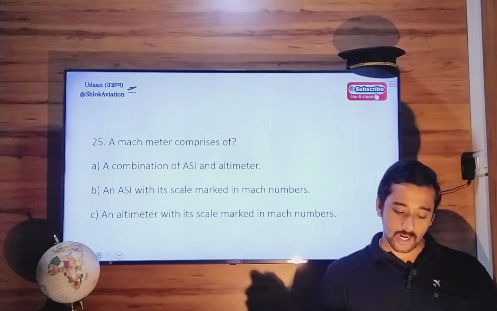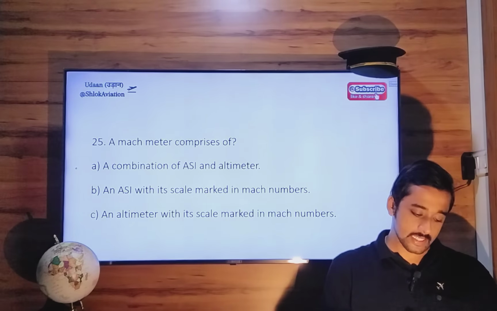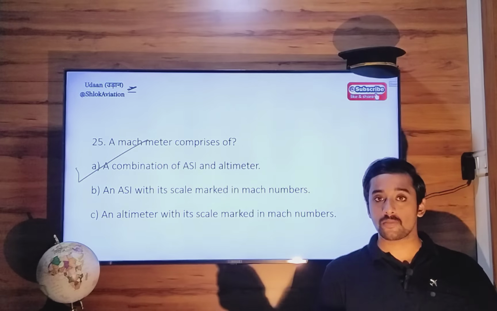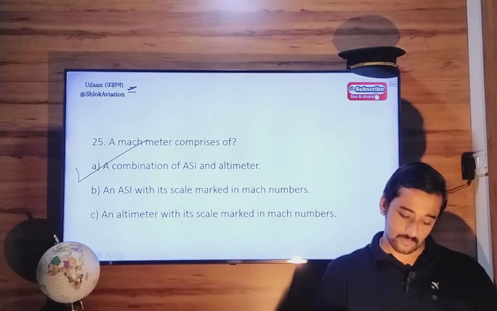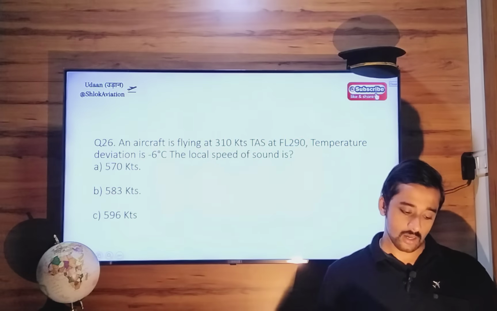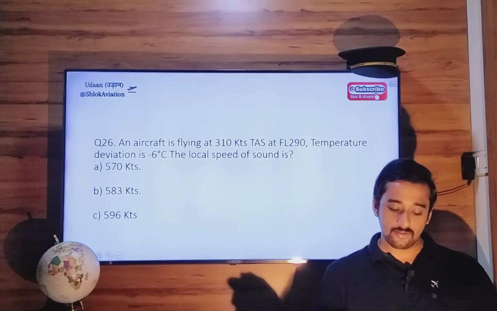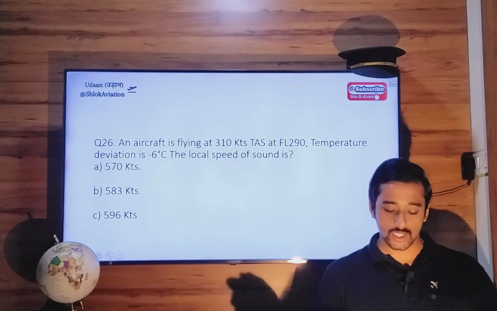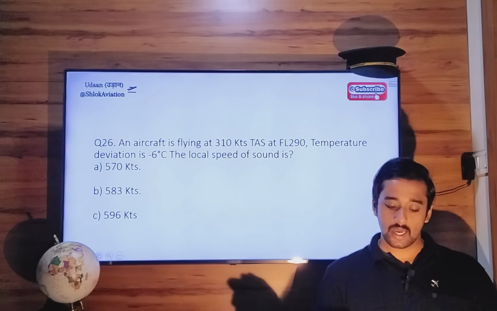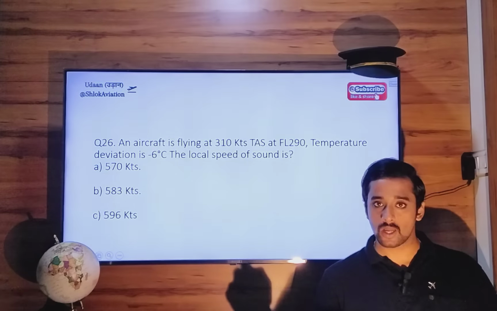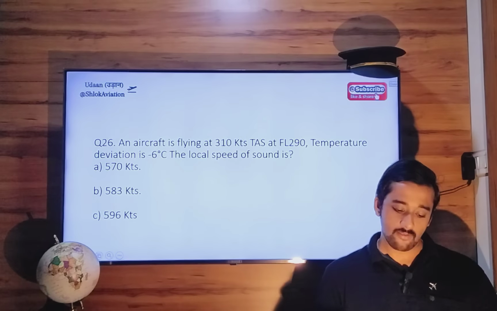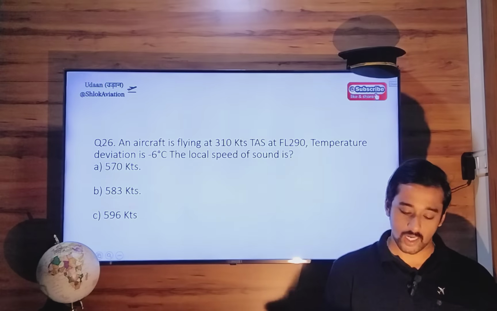A Mach meter comprises a combination of ASI and altimeter. What is a Mach meter? It is a combination of altimeter and airspeed indicator. Next, question number 26. Aircraft is flying at 310 knots true airspeed at flight level 290. Temperature deviation is given. What is local speed of sound?